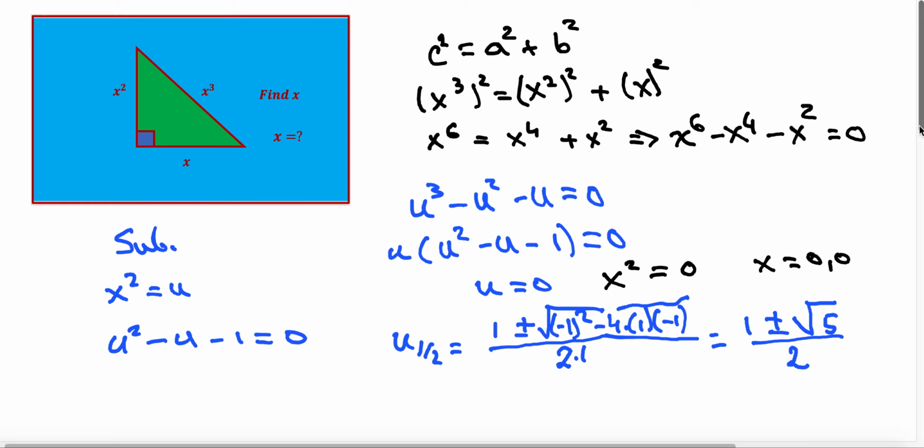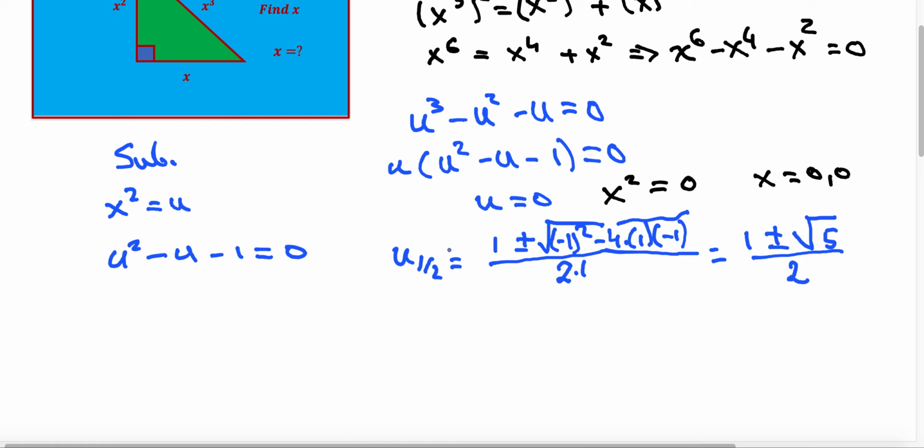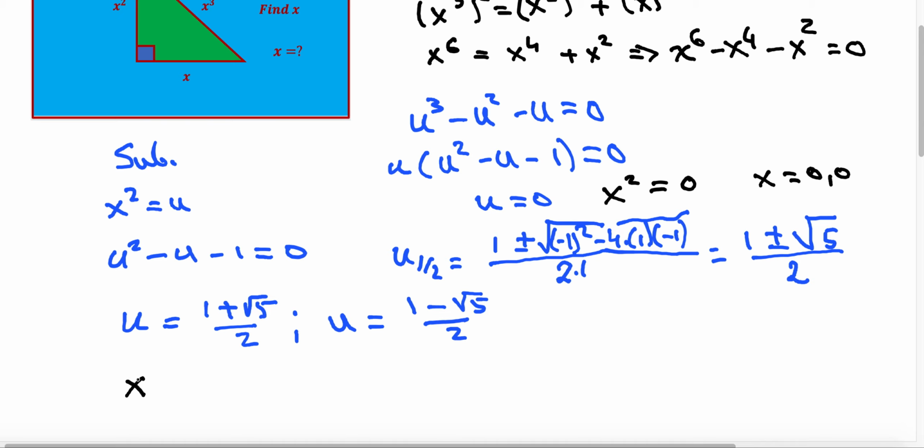But now, instead of the u, let me substitute x. Let me write in terms of the two roots. u is equal to 1 plus the square root of 5 divided by 2, and the other u is 1 minus the square root of 5 divided by 2. Now substituting x squared instead of u, x squared is equal to 1 plus square root of 5 divided by 2, and x squared is 1 minus square root of 5 divided by 2.